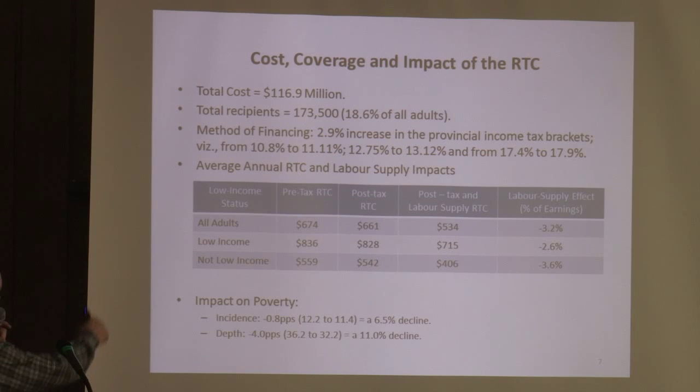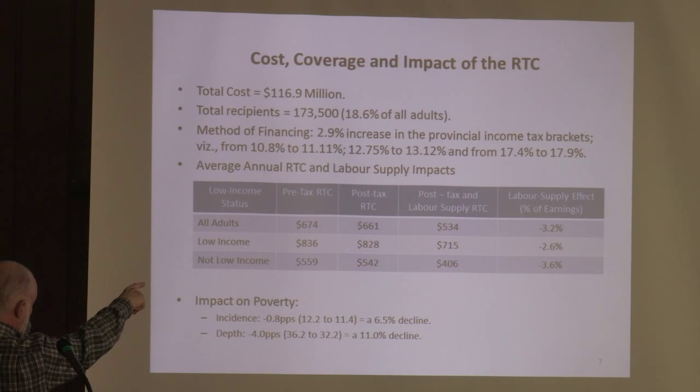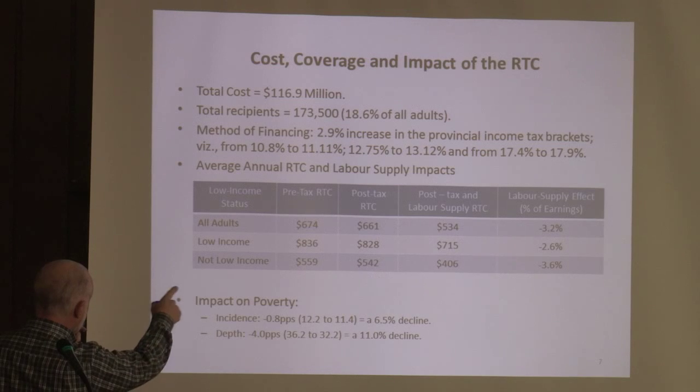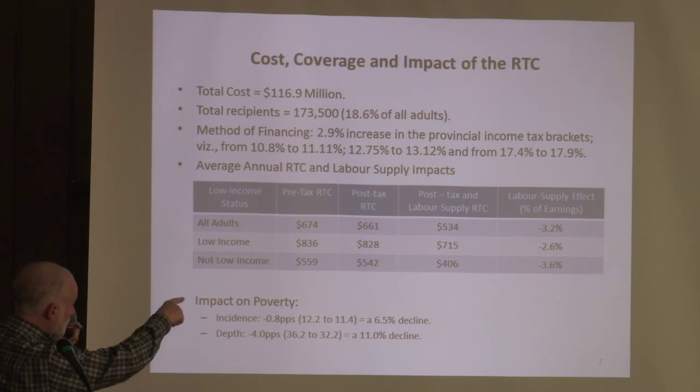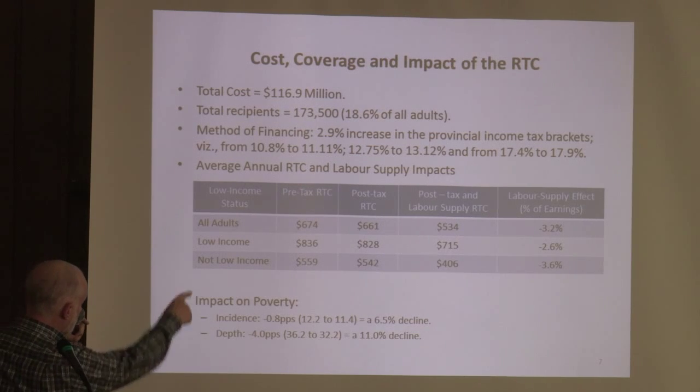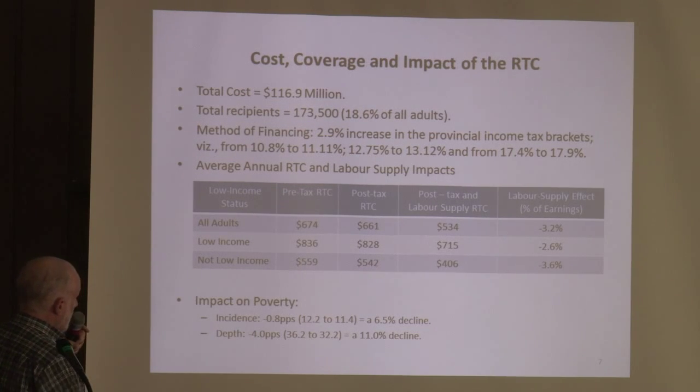So what would the impact be? All adults, the pre-tax RTC would be 674. You take away the additional income you raise through taxes to pay for it, only drops to 661. But then you factor in the labor supply effects of getting that money, it drops to 534. And that's the labor supply effect. And I can talk later about how I calculated the labor supply effects. Low income, they get more, not low income, less.